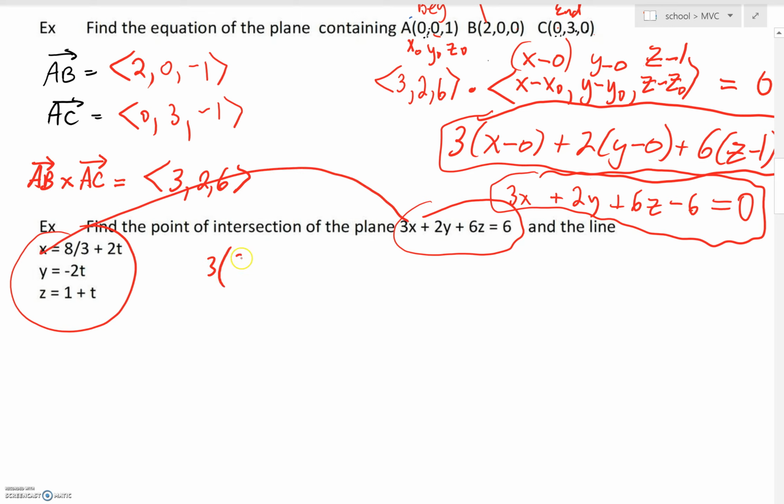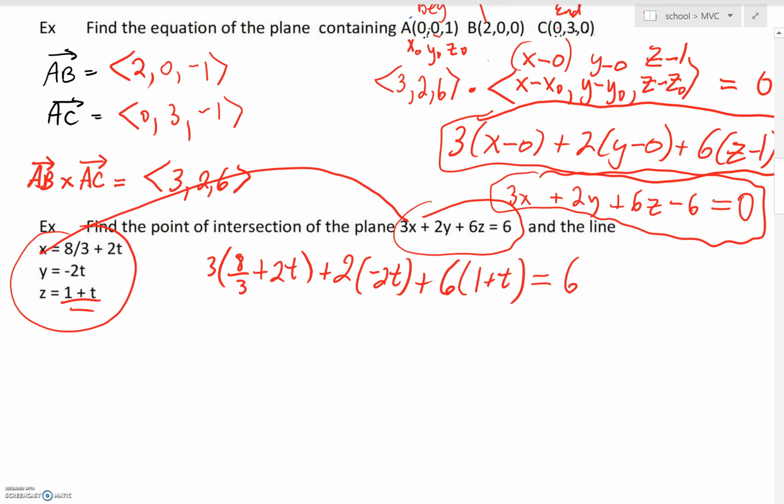That's going to be 3 times 8/3 plus 2t. And then we'll say plus our 2, but instead of having y, we'll write negative 2t. Then we'll have our 6, but instead of having z written out as just z, we'll write it in this form, 1 plus t. And it won't take long for you to see that we could actually solve for t here. When I distribute a 3, I'll have 8 plus 6t. This will become a negative 4t. This will become a 6 plus 6t.